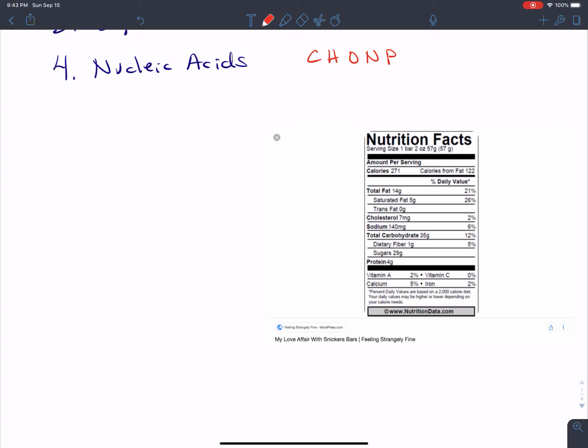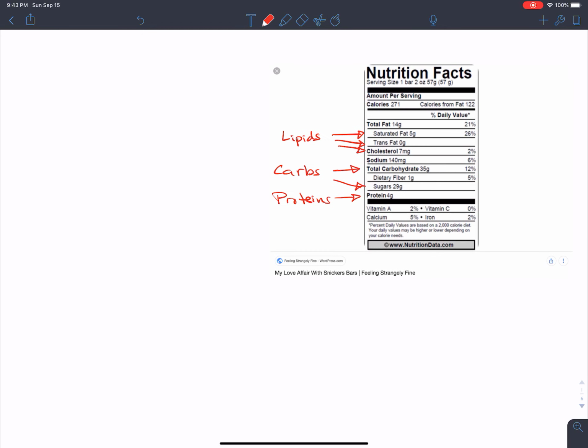This is a Snickers bar. If you'll notice here, you will see words like saturated fat. Saturated fat, including trans fat and cholesterol, are lipids. You will also see words like carbohydrates and sugars. Of course, those are the carbs. And you will also see proteins. So as you can see, these things are found in just about everything.